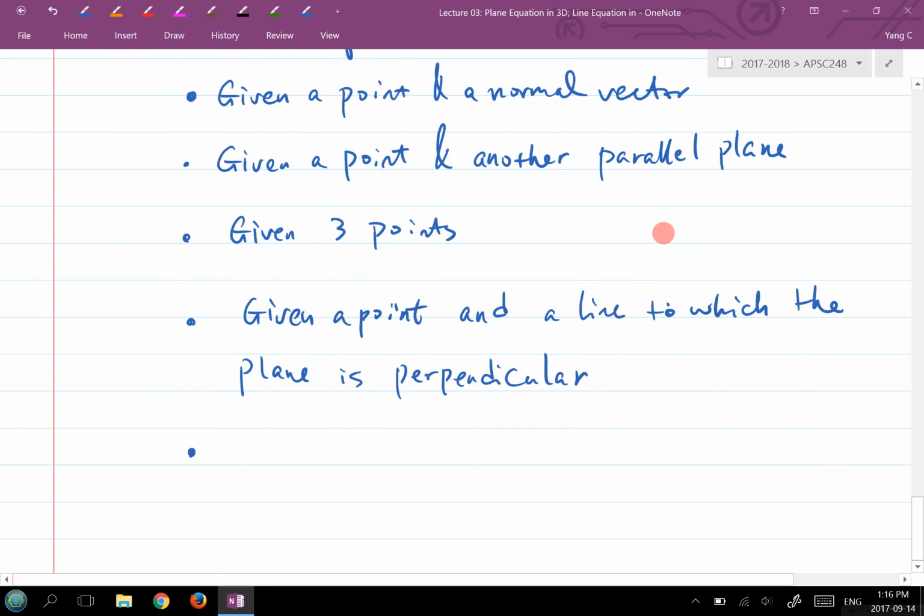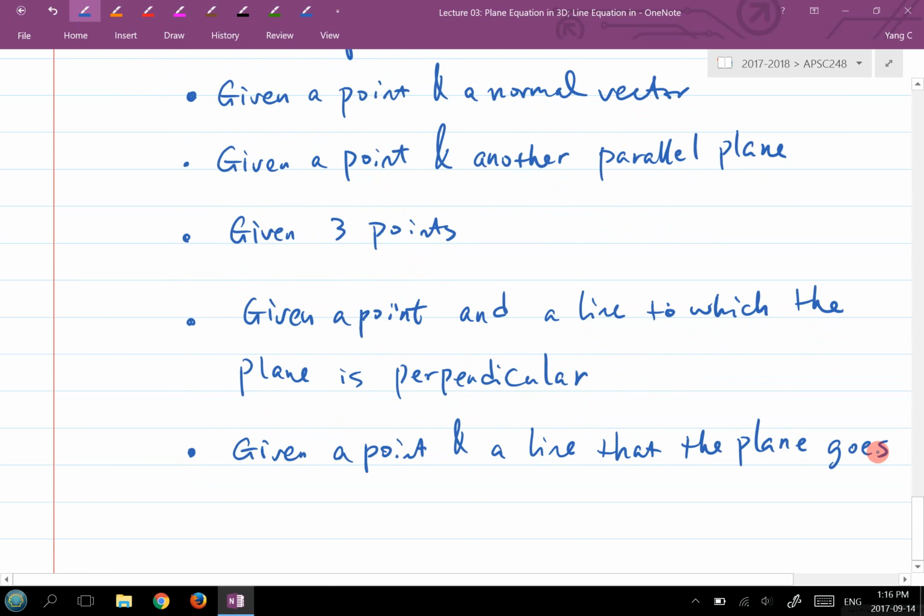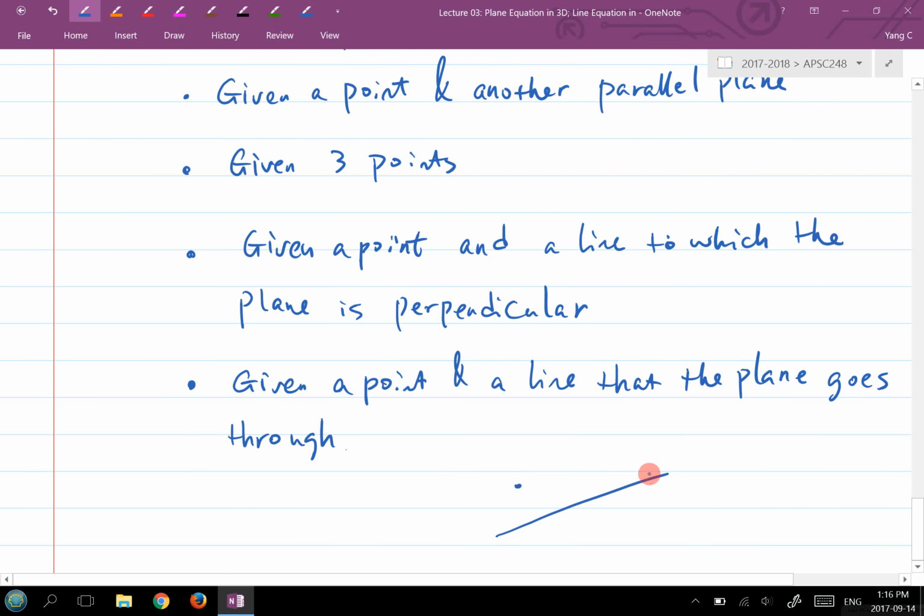And another scenario, the last may not be the least, is you're given a point and a line that the plane goes through. See, so you're given a point and a line. So here's a point, here's a line, and then you're looking for a plane, basically, that goes through this point and at the same time is also going through this line. Okay?